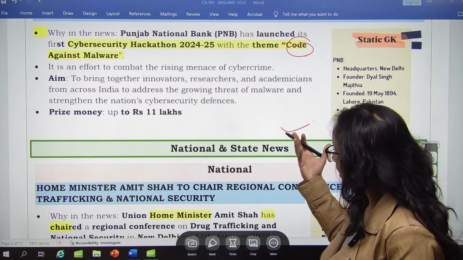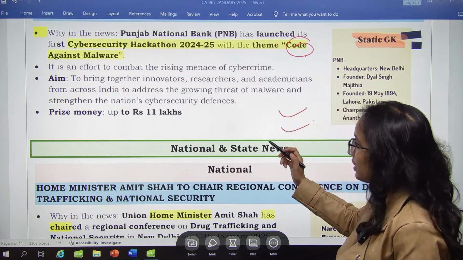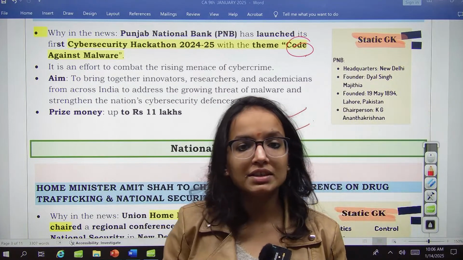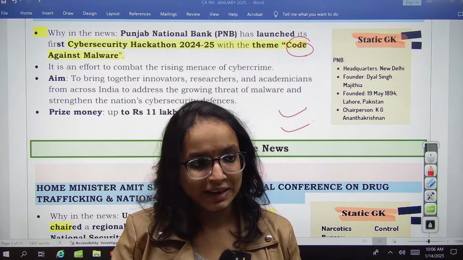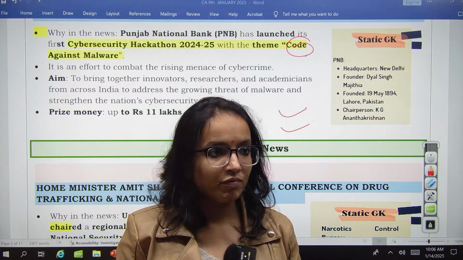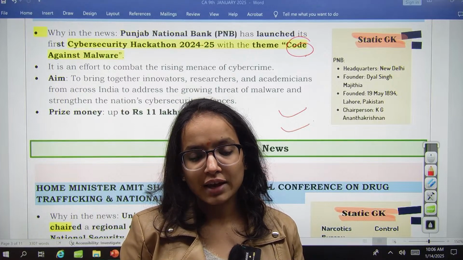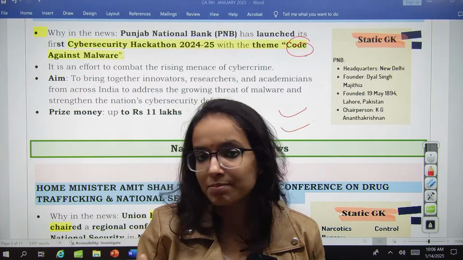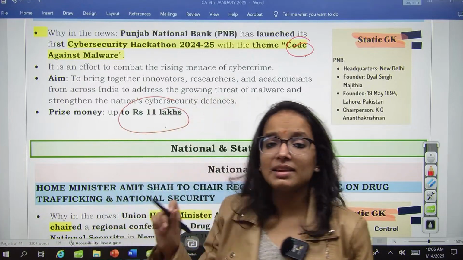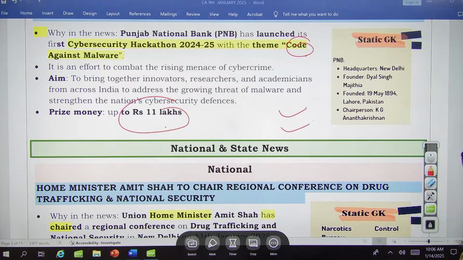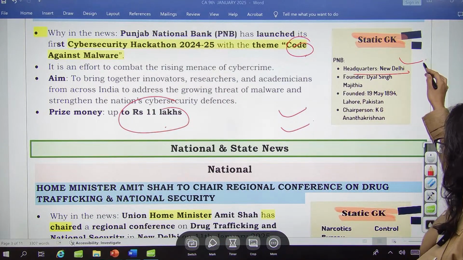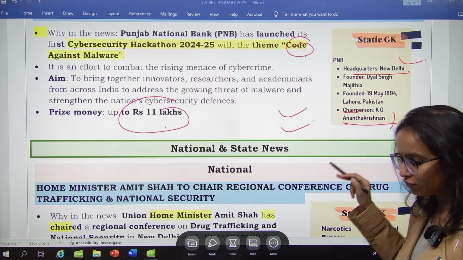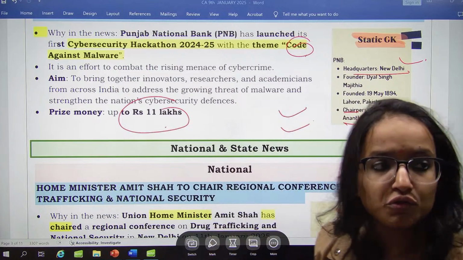With this hackathon, they are trying to address growing threat of malware and strengthen cyber security defense for India, where they are inviting researchers, innovators, students to participate and bring out ideas with which we can strengthen our position as an economy to fight cyber security. And best ideas ke liye they have announced some prize money as well, which is up to rupees 11 lakhs, right? So PNB is in news. Remember, PNB is headquartered at New Delhi and chairperson presently is KG Anant Krishnan. These two information would be sufficient if you remember.